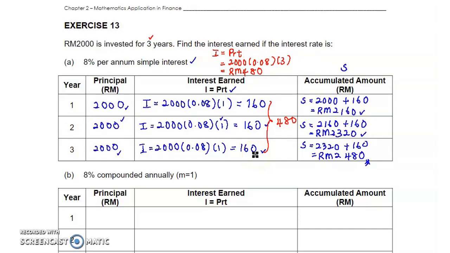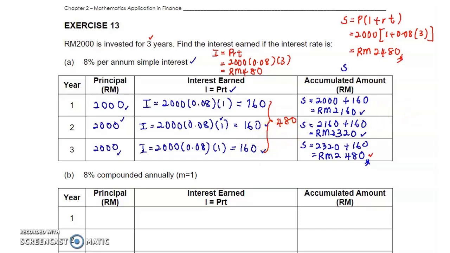Okay, if accumulated amount or simple amount S equals P(1 + RT). So if you substitute directly using the formula, P is 2000, rate 8% and T is 3 years. If you calculate this, you will get RM 2480.